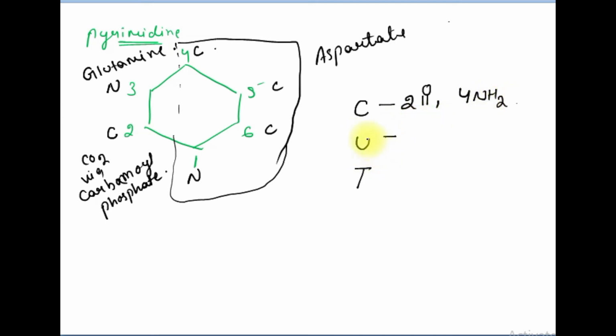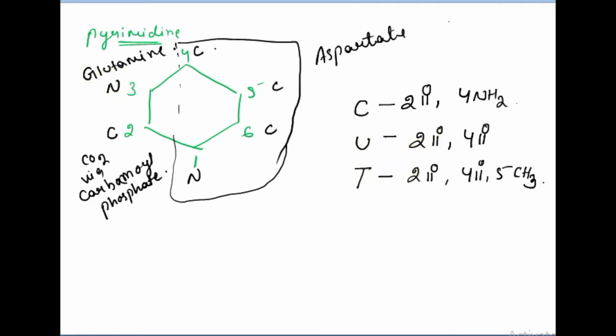When we are talking about uracil, in the second position double bond O is present, and in the fourth position double bond O is present. Now when we talk about thymine, this is the same as uracil, only one CH3 group is added in the fifth position. In the fifth position, one CH3 group is added in case of thymine.